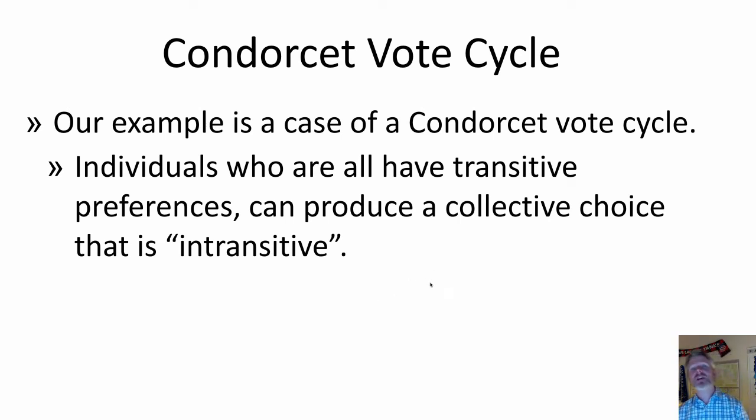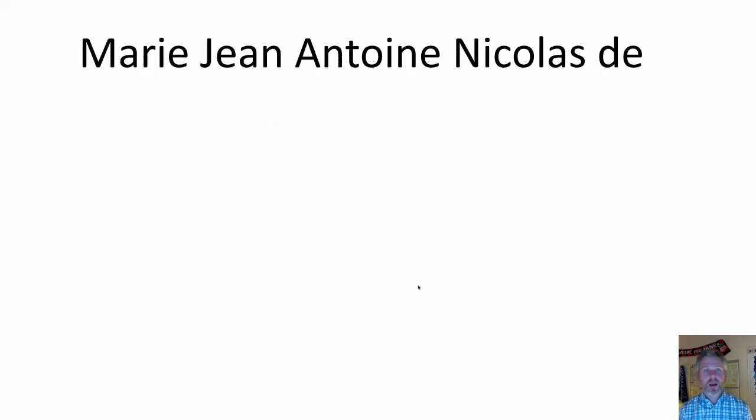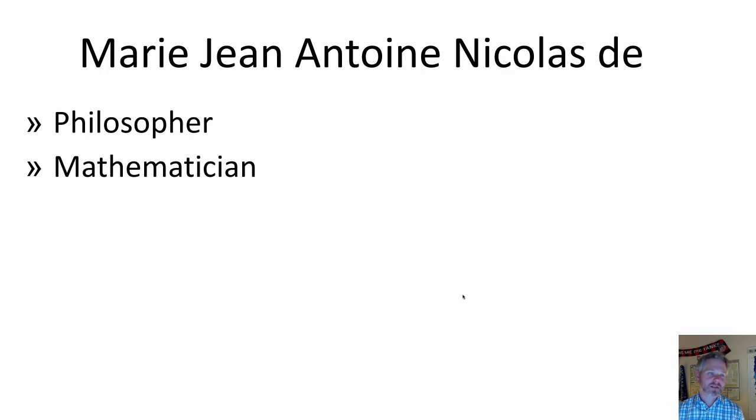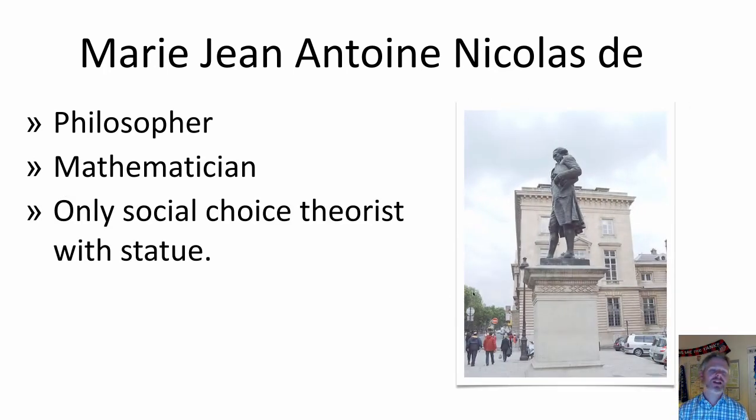But one thing's for sure: if there are at least 3 people and at least 3 alternatives, we can't be sure there won't be a Condorcet vote cycle. It's named after Marie-Jean Antoine Nicolas de Condorcet. He was a philosopher and a mathematician, and he's the only social choice theorist I know of who has a statue of him from the French Revolution.